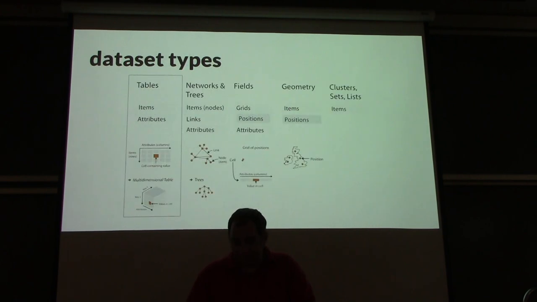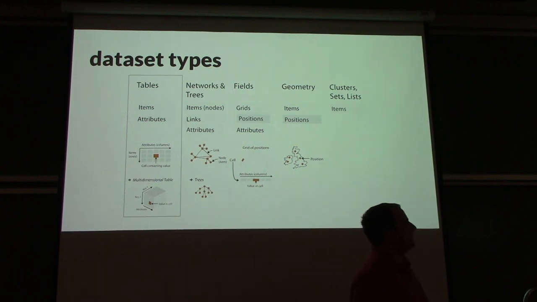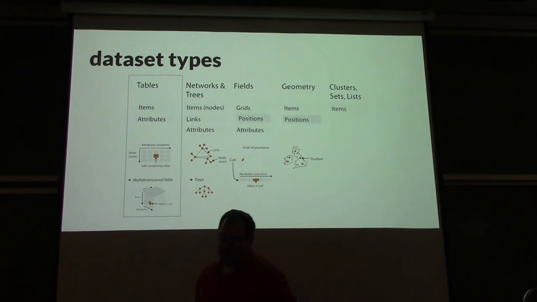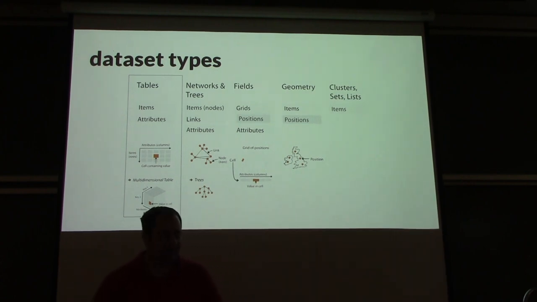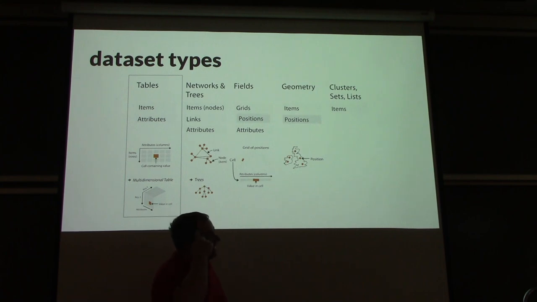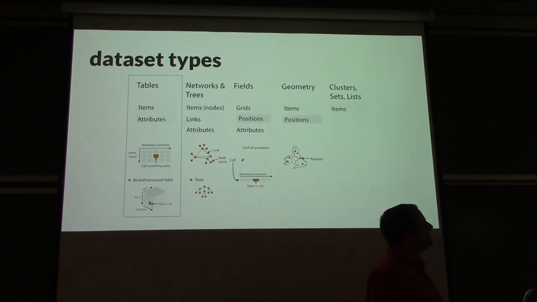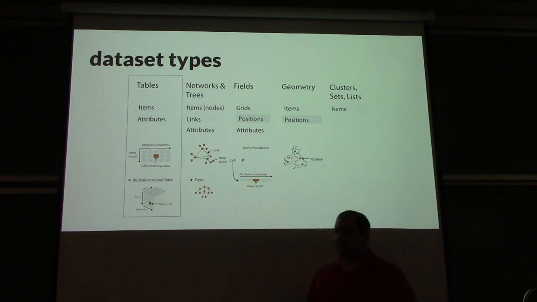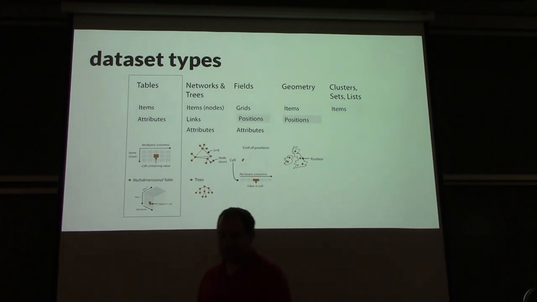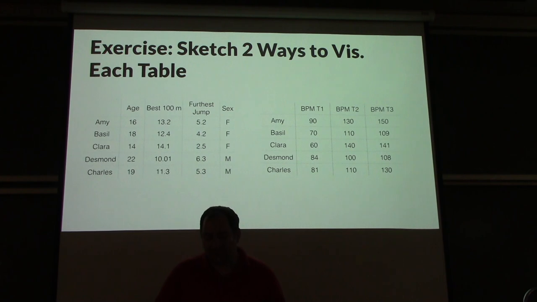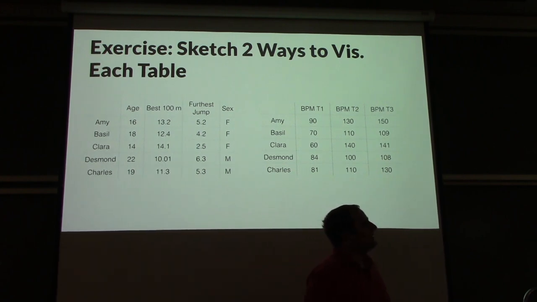Okay, so today we'll be talking about tables. This is the figure that we used when we talked about the different types of data. We'll be talking about different types of data, like multidimensional tables and tables where we have heterogeneous attributes in them. We talked about items and attributes and so on. So this is just context.